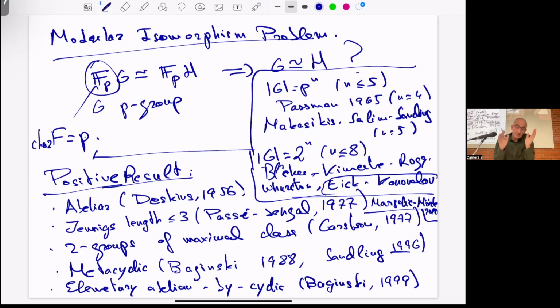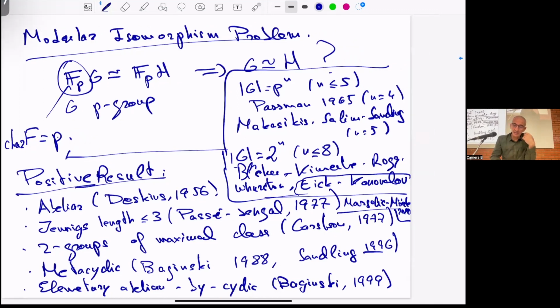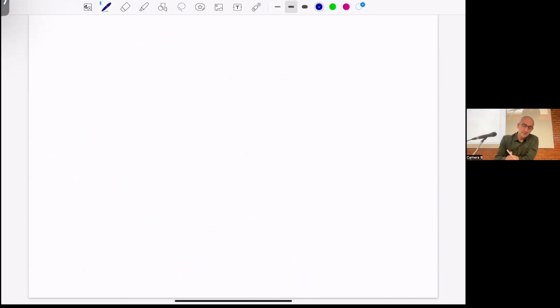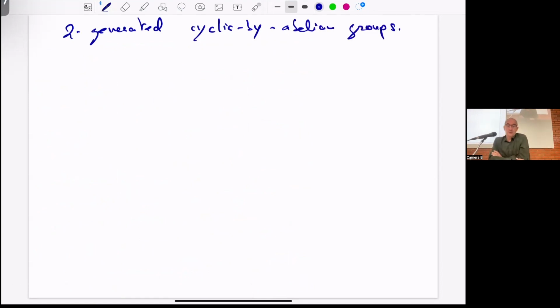Since I was just starting to understand a little bit about the problem, I decided to go a little farther and consider some class which is a bit more general than those classes, or close to one of them. We decided that a good class could be something a bit more than metacyclic, still metabelian, but not metabelian in general, because that's maybe too much. And so we decided to consider the class of two-generated cyclic by abelian groups.